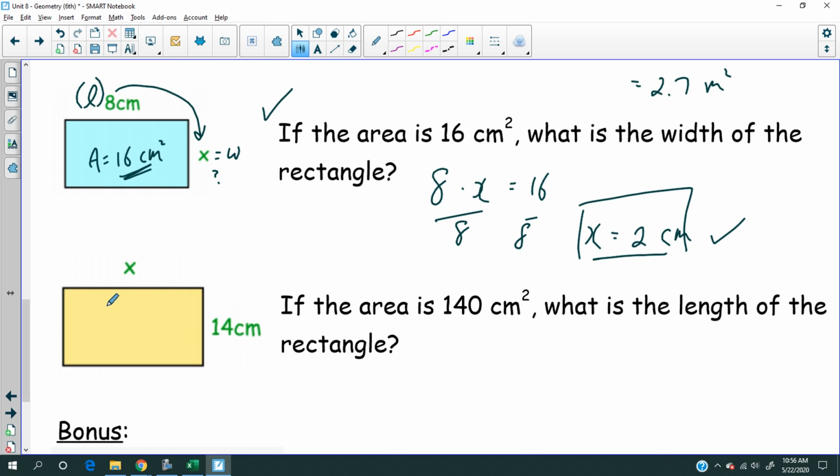Okay, all right, and we're back. So the area is 140 centimeters squared. You see how I always label everything? Okay, it's very important to do that, especially in geometry. What's the length? Right, so here's the length, right?